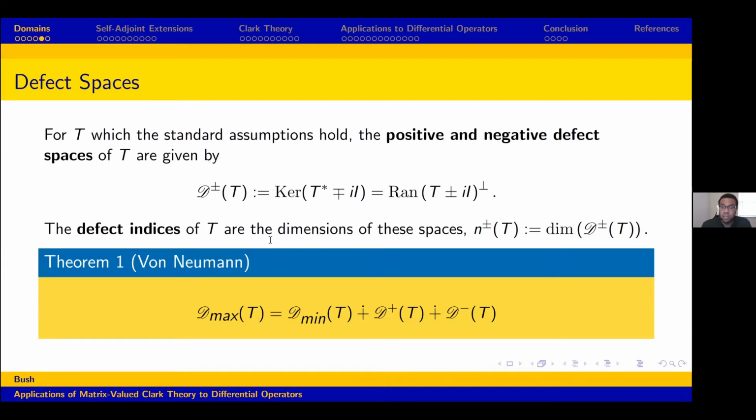And then the dimensions of those spaces we're going to call the defect indices of T. Then our first result that we're going to care about here is due to von Neumann, and that is that the maximal domain is precisely the minimal domain disjoint plus positive defect space, disjoint plus negative defect space. So in particular, assuming that your defect indices are non-zero, you have a strict containment between the minimal and maximal domain. Okay.